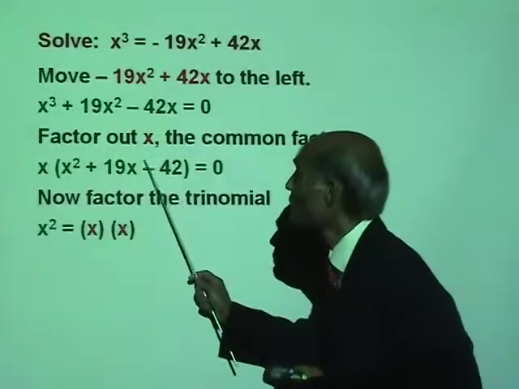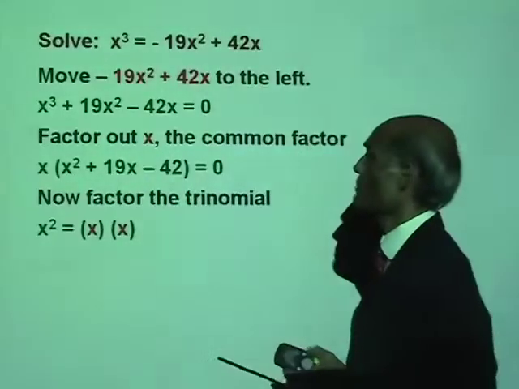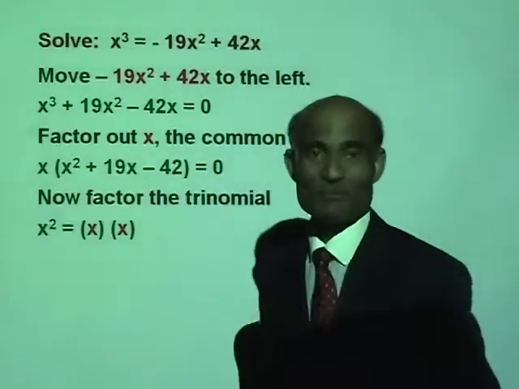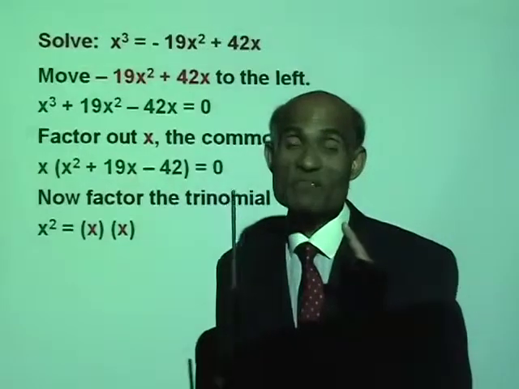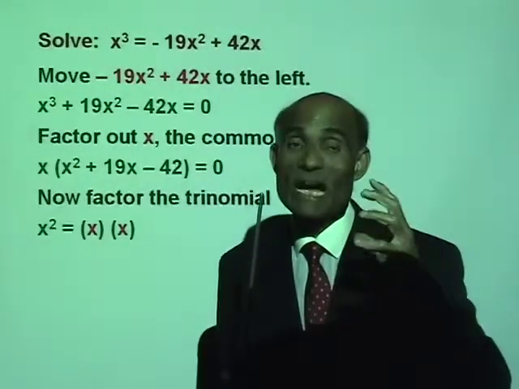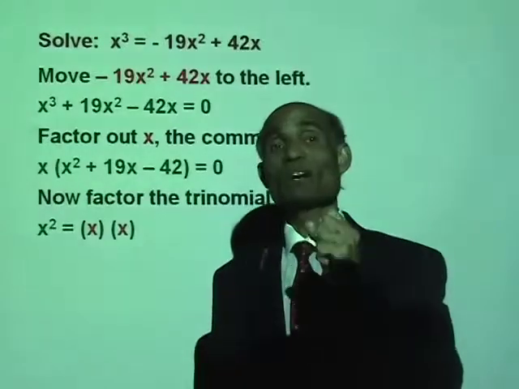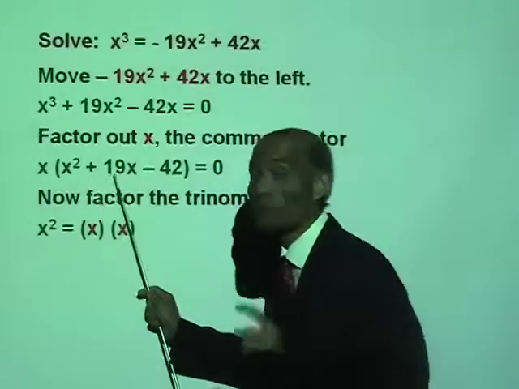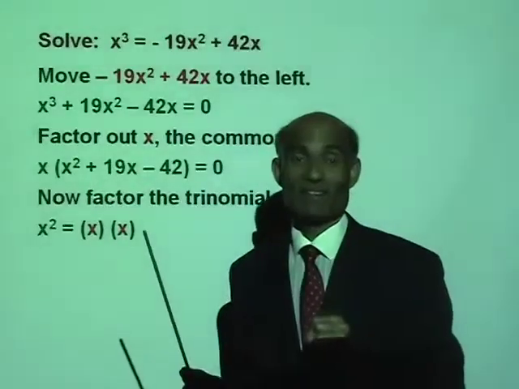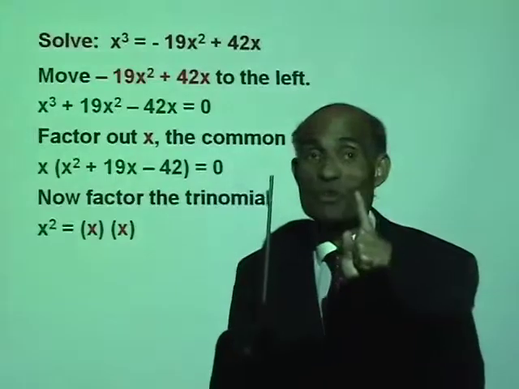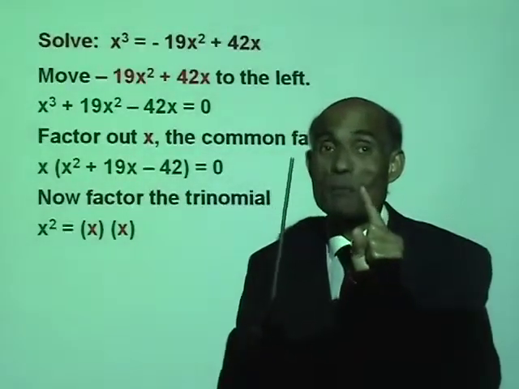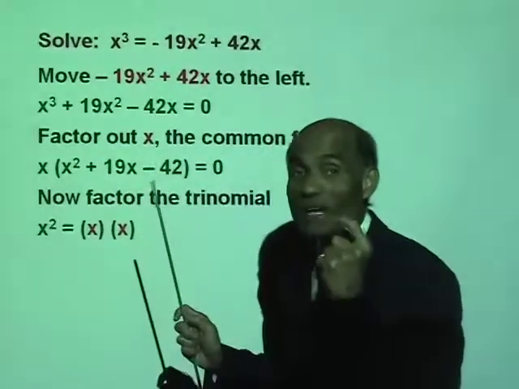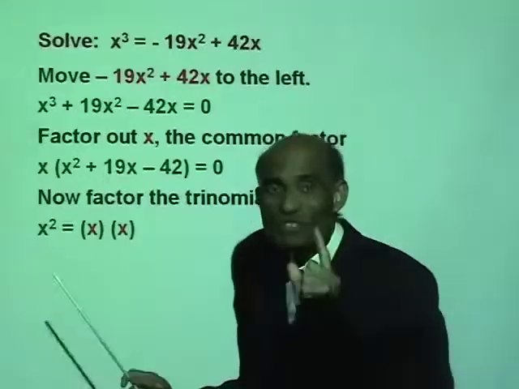Alright? How do you factor the negative 42? Negative 42. Remember, a negative number can be factored only as a positive number times a negative number. Now, the middle term is positive 19. That means you need to find two numbers which, when multiplied, will give you negative 42, and when added, will give you positive 19.